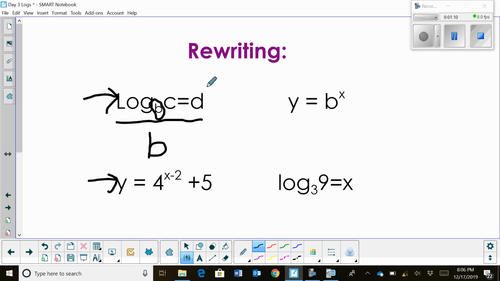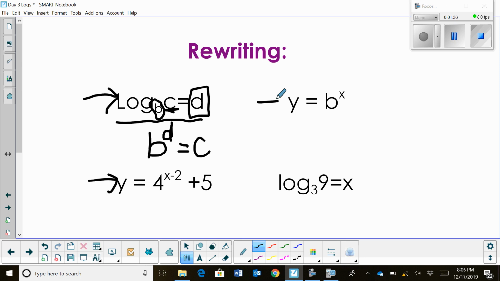Then a log is always equal to an exponent. And in this case, d is my exponent. So I'm going to rewrite the d as the exponent to the base b. And what does that equal? That equals c. And that's what you're taking the log of. So that's how you rewrite from log base b of c is equal to d back to an exponential.